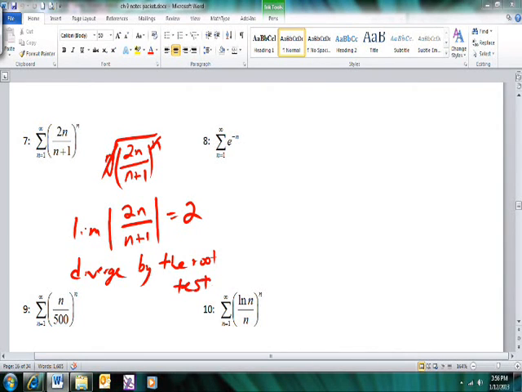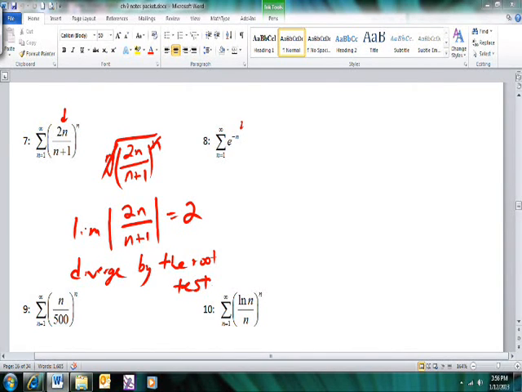Now, if you're really good at your limits, you probably could realize and use the nth term test and say, well, the limit of the inside is 2, and 2 to the n does not sound like 0 to me. So yeah, you could use the nth term test, but anything that's raised to an n power is usually pretty good for the root test. So, let's look at number 8.